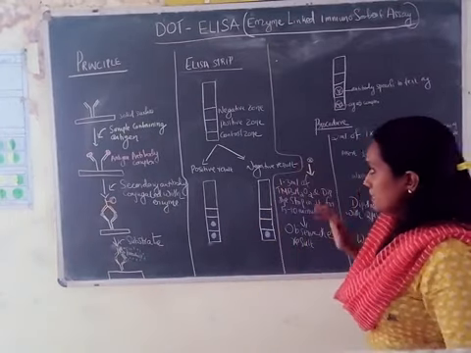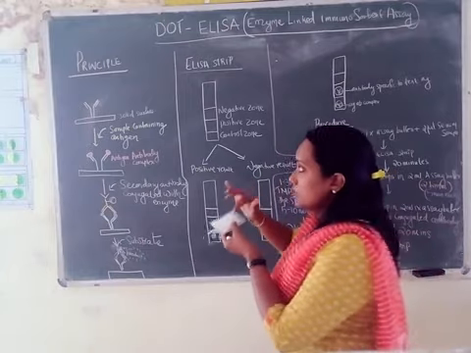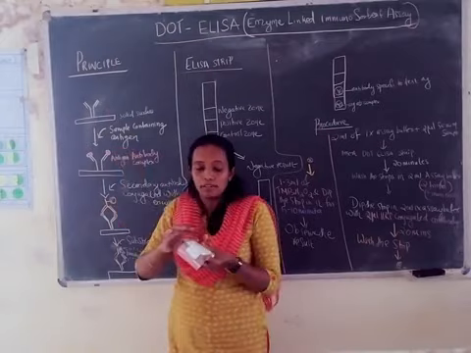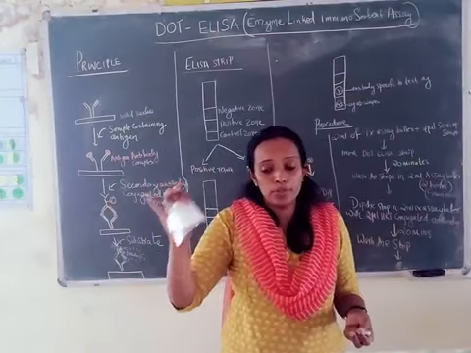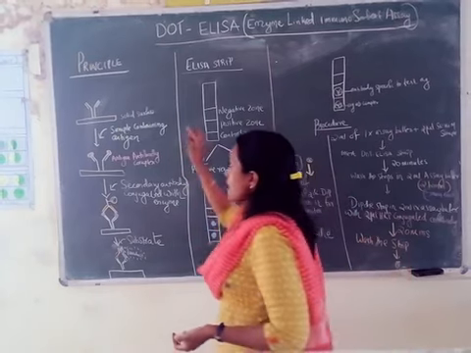Now the principle behind this experiment is, this is the solid surface. On the solid surface, antibody is immobilized. What is the solid surface? The ELISA strip we are going to use, that is the solid surface. What is there on the solid surface? It has antibodies.